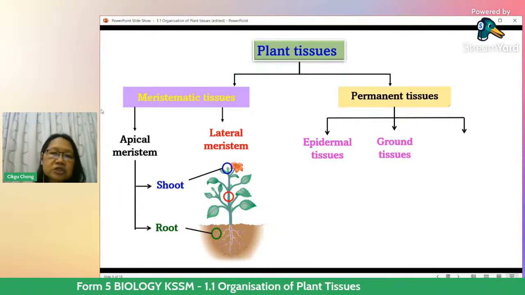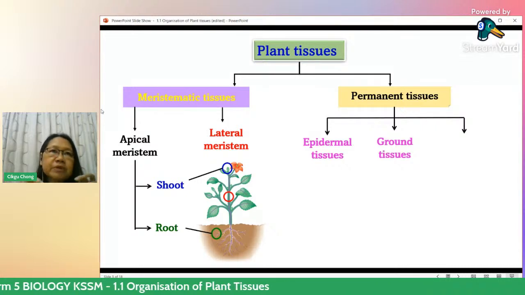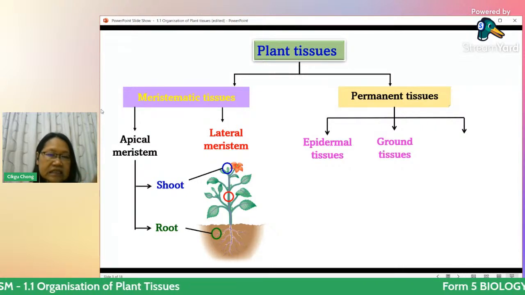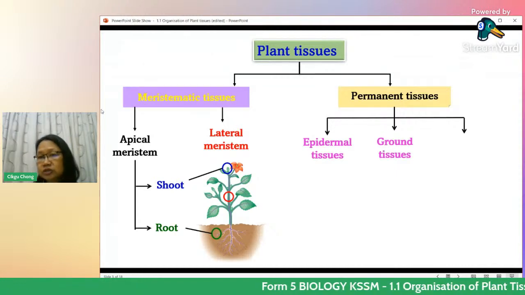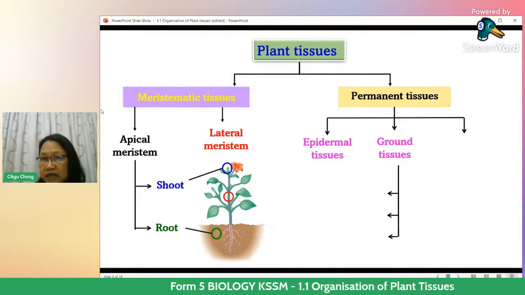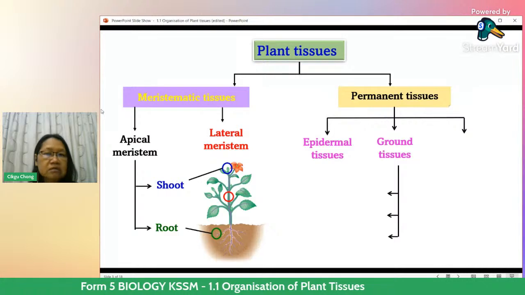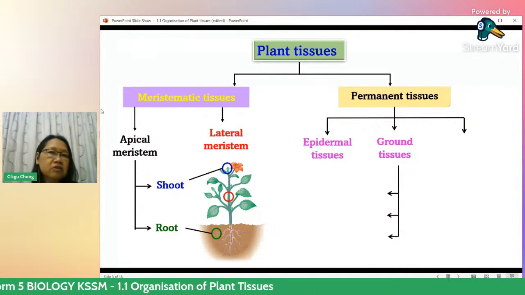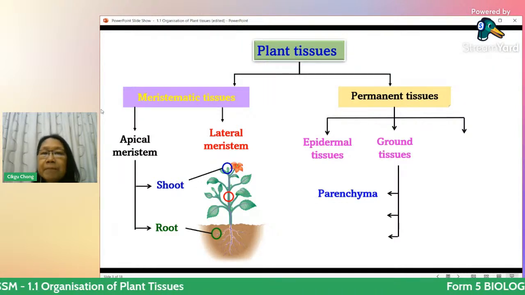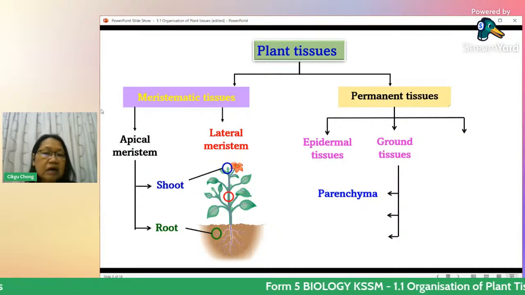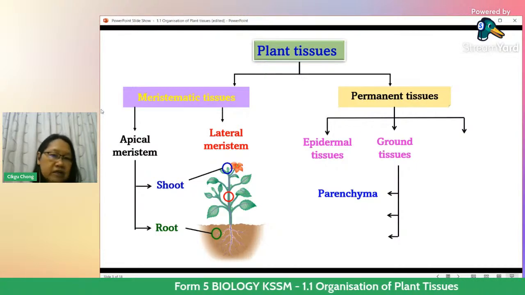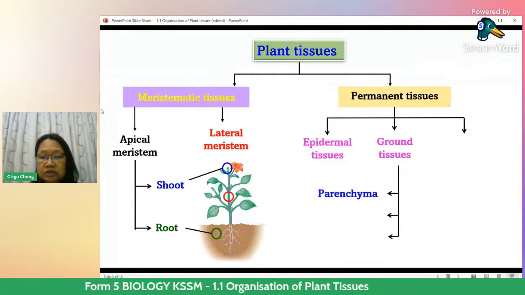Next, we have ground tissues. Ground tissues are those tissues that fill up the spaces inside the body of the plant. There are three types of ground tissues. Remember these names. They are a little bit weird, a little bit complicated, but it's not difficult. First one is parenchyma. Parenchyma is a type of ground tissue. Later, I'll discuss with you how to recognize these three types of ground tissues.